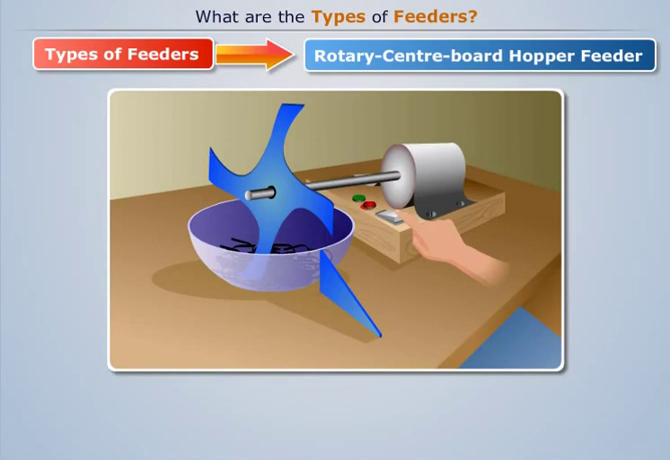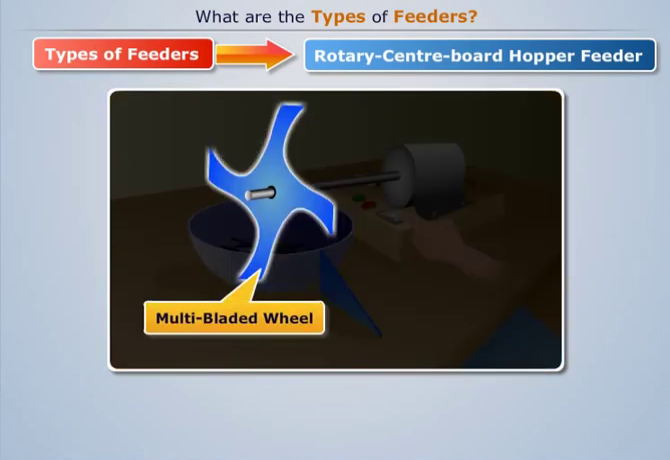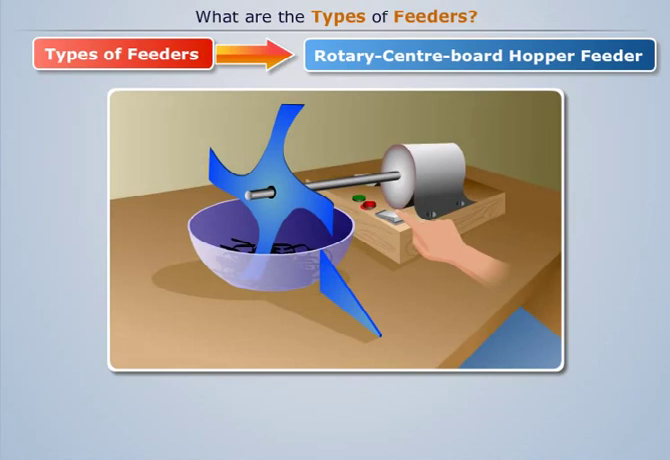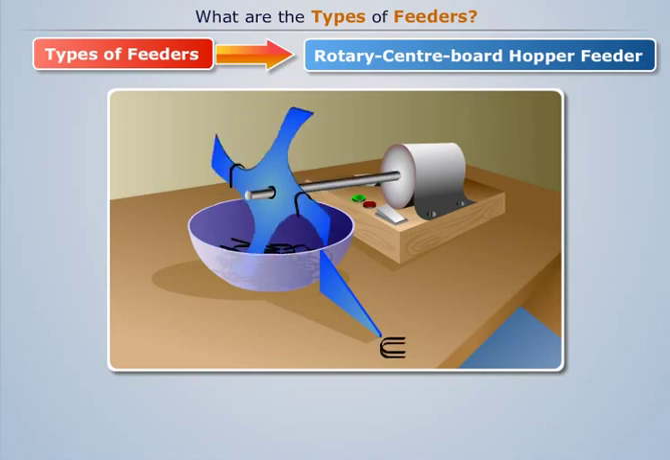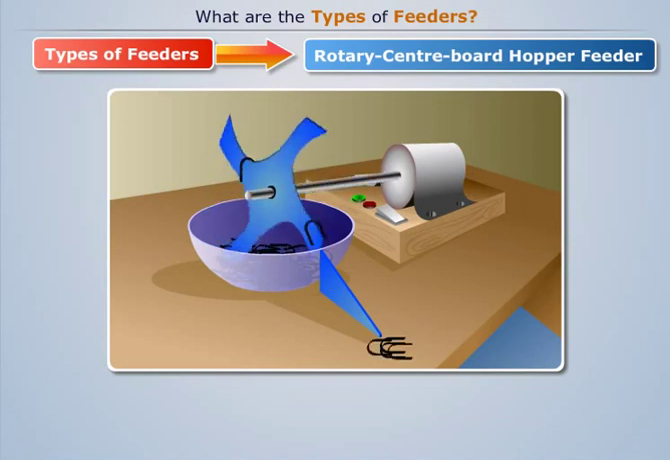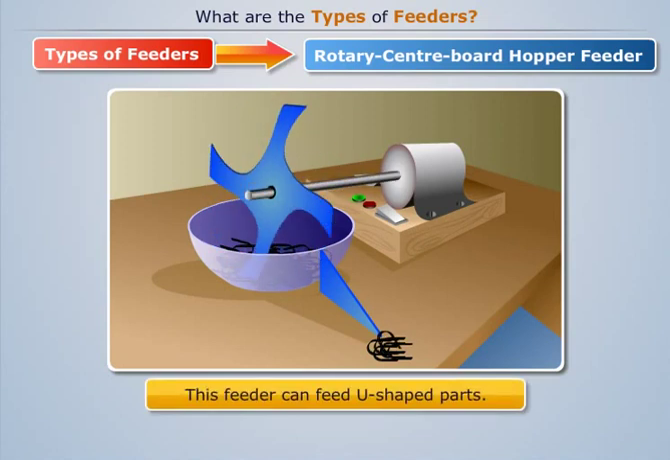Rotary-Centre-board hopper feeder. It consists of a multi-bladed wheel which can rotate inside a hopper. The blades are profiled to carry parts in a desired orientation. As a blade rotates, it lifts up parts in the required orientation and, subsequently during its cycle, delivers them onto a delivery track. This feeder can feed U-shaped parts.